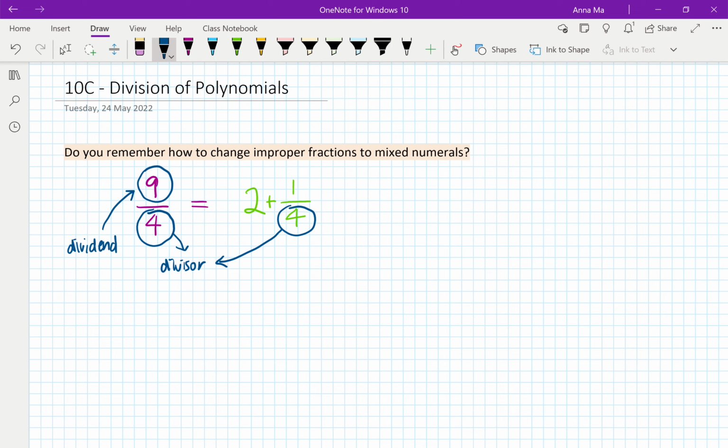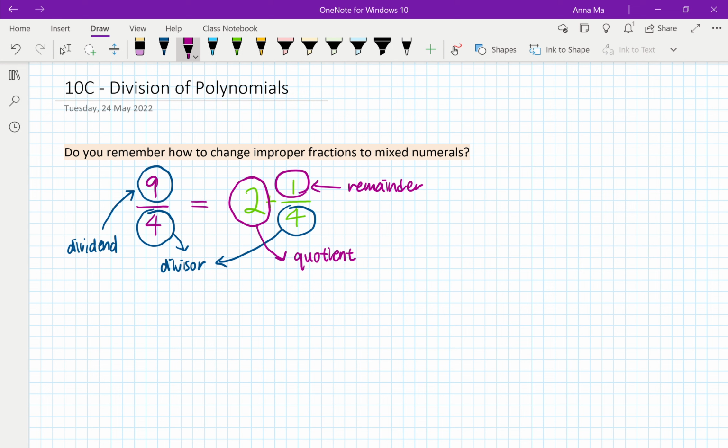What you get as a result, so this whole number, we call a quotient. And if we had any remainder, we call it a remainder. So those are the proper terminologies we use to label each of the components in this division. And we are going to use the same words for the polynomial as well.